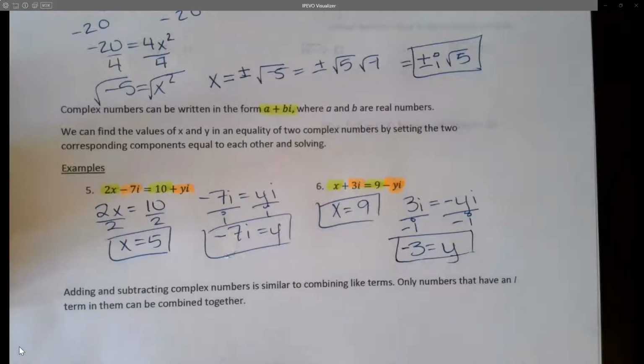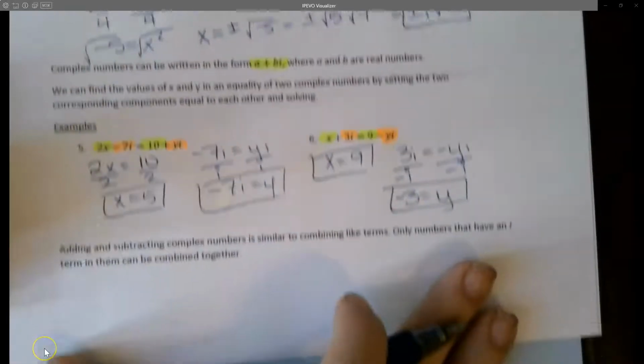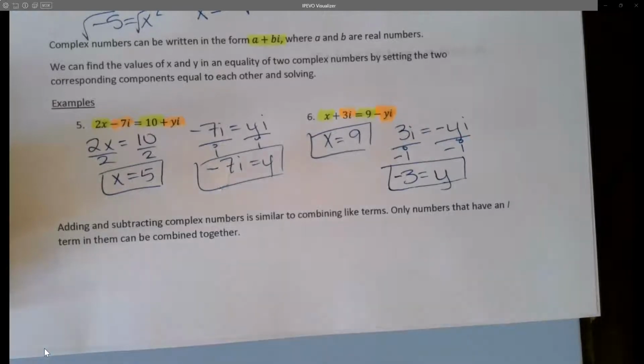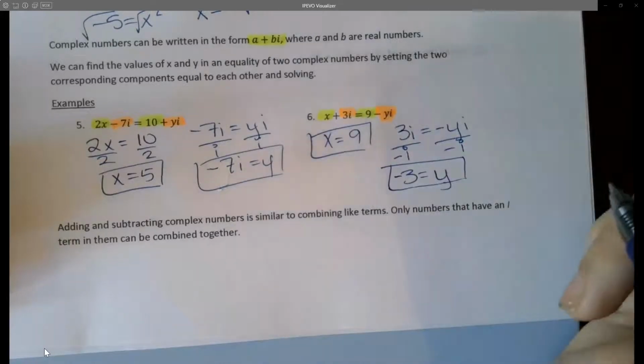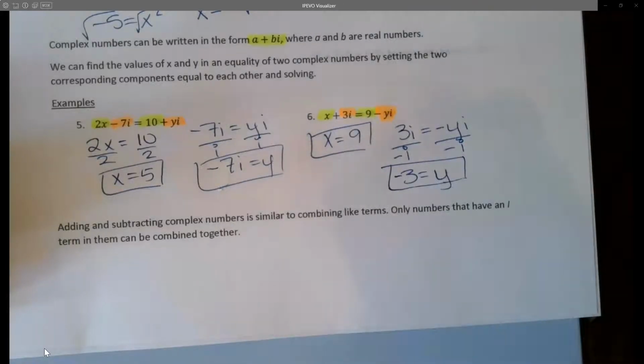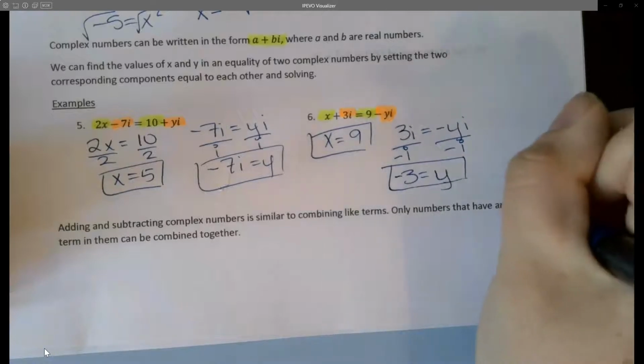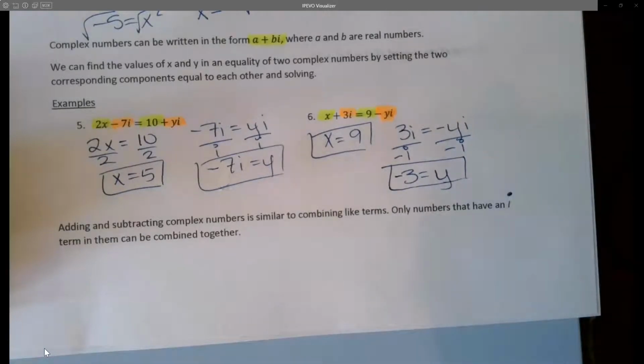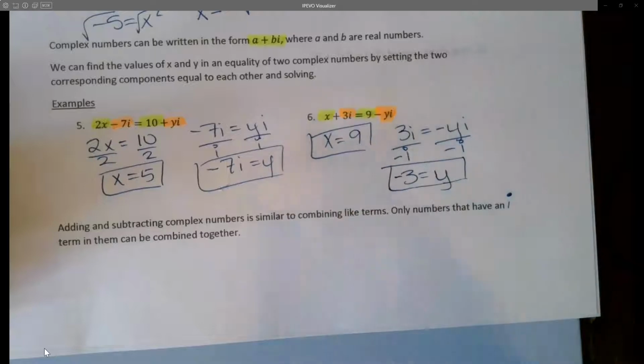Okay. So I can also add and subtract complex numbers, and it's similar to when I'm combining like terms. That is weird. This should be a lowercase i. So only numbers that have an i term in them can be added together.